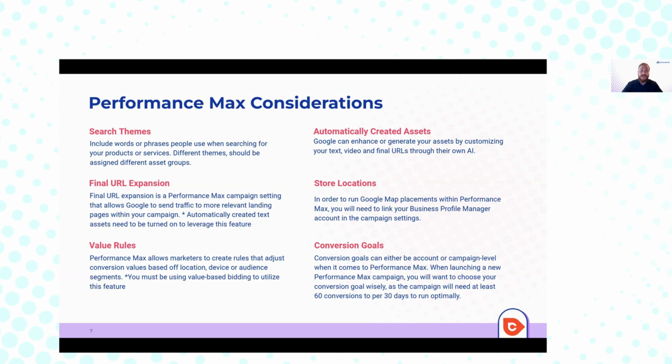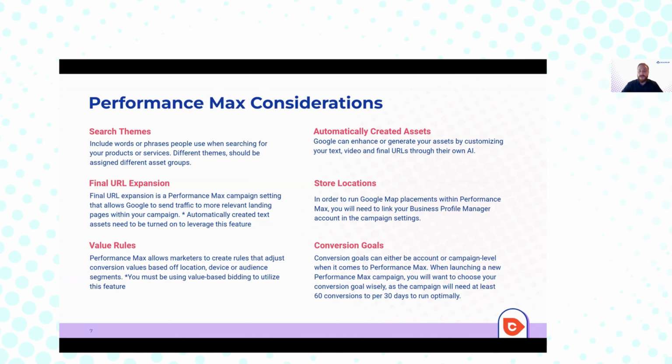The next setting in consideration will be value rules. Performance Max allows marketers to create rules that adjust the conversion values based off location, device, or audience segments. If you have a key market that is way more valuable to you than the rest of your business as usual marketing, you'll want to make sure you're implementing value rules here. One caveat with this is you must be using value-based bidding to utilize this feature. So if you are on maximize conversions, you will not be able to unlock this feature, but you will need to be on some sort of value-based bidding, whether that is target CPA or if you're trying to get your revenue in there.